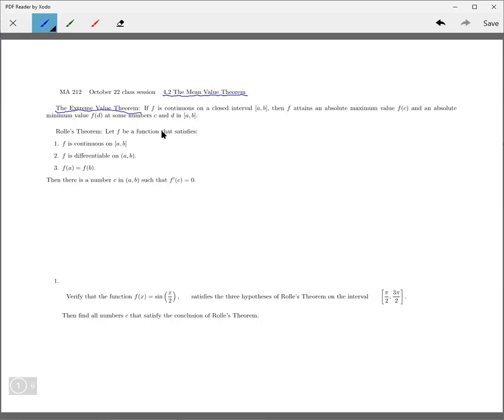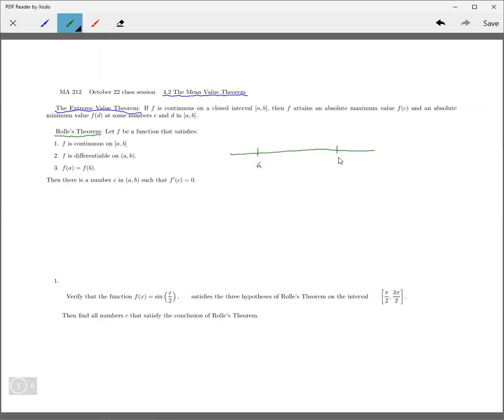Now today we're talking about the mean value theorem, and the precursor to that is Rolle's theorem. It's really similar to the mean value theorem, except it has this third condition, which the mean value theorem doesn't have; it only has these first two. So if f is continuous on a closed interval and differentiable on the open interval, and the values at the endpoints are equal, then there is a number c such that f prime of c equals 0.